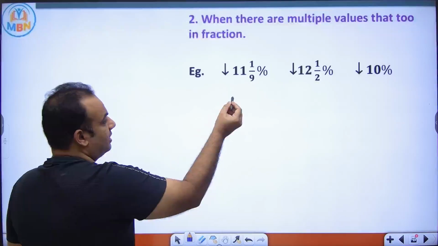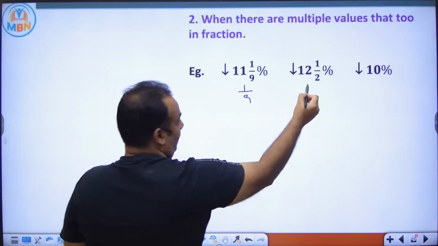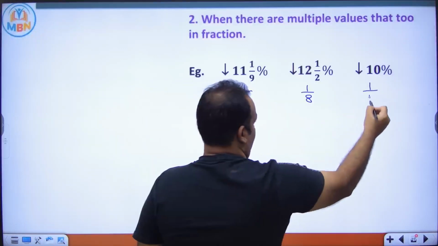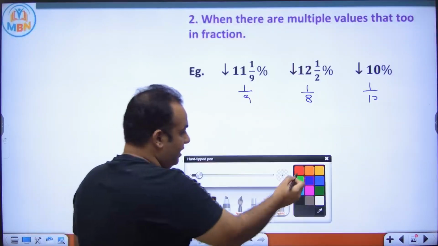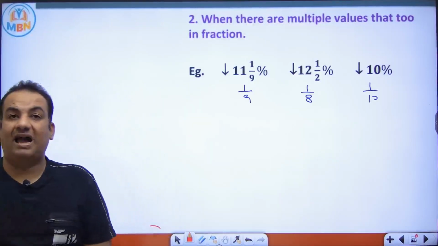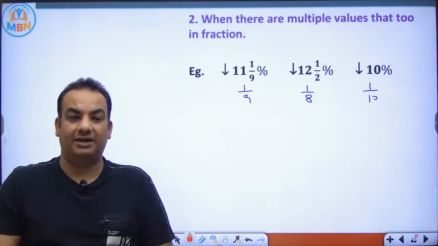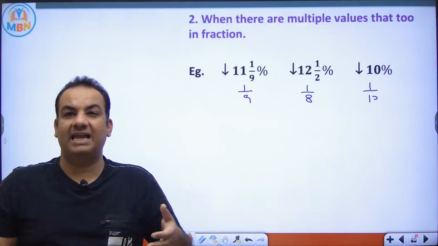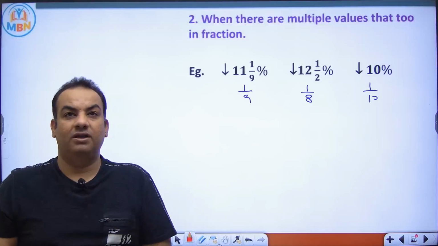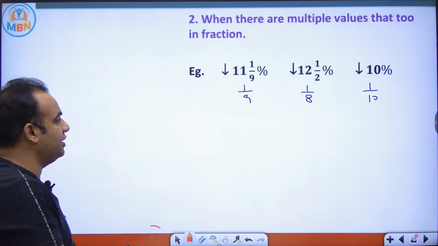11 1/9% is 1 by 9. 12.5% is 1 by 8. 10% is 1 by 10. Now here the problem is, if I take the value as 100, it would be tough to calculate. If I use a formula, again it would be complicated to solve. So what I will be doing is taking help of ratios.